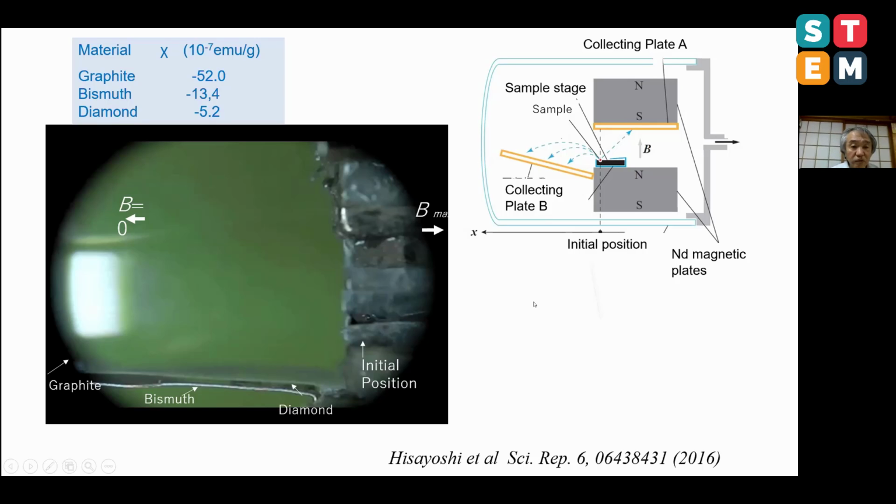And I'm going to show you a movie. We set three types of diamagnetic materials: graphite, bismuth, and diamond. And graphite has the largest absolute value of diamagnetic susceptibility, whereas the chi value of diamond is almost 10 times smaller. Note that these two materials are both composed of carbon, single carbon. So you can divide these two materials by magnetic field. And I'm going to show you the movie.